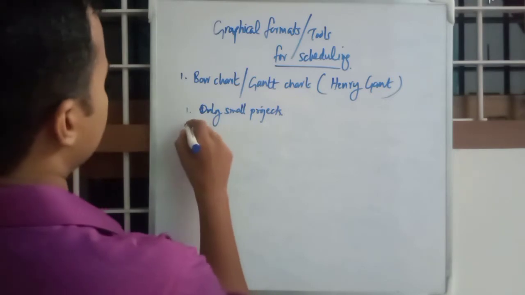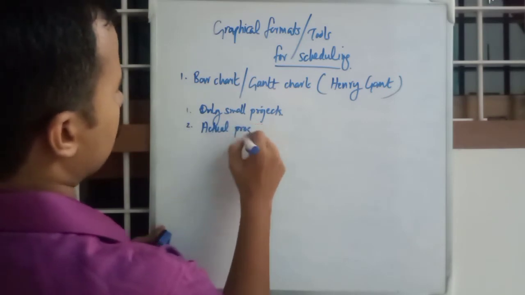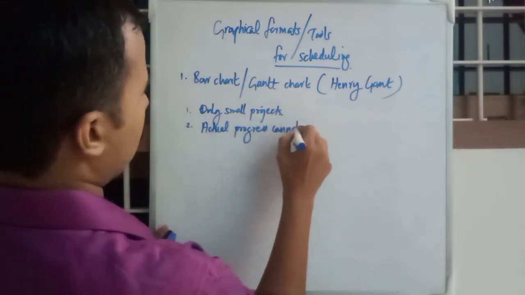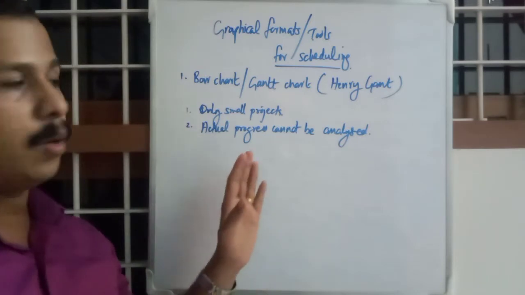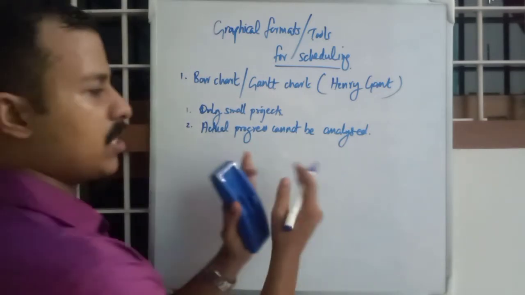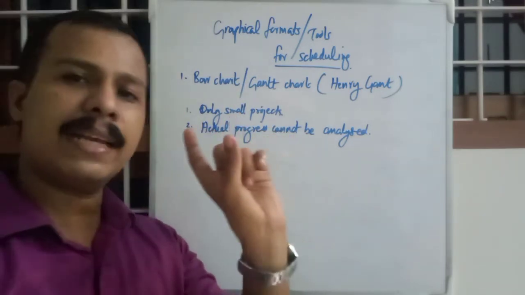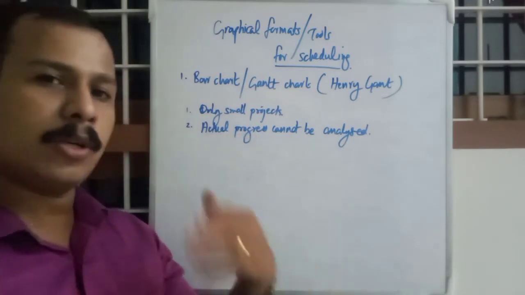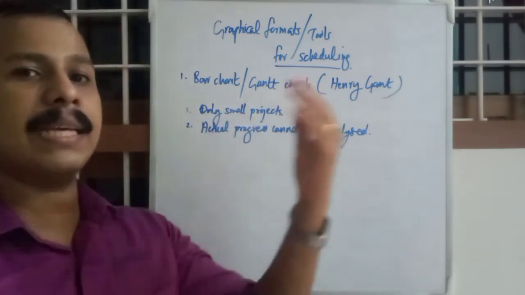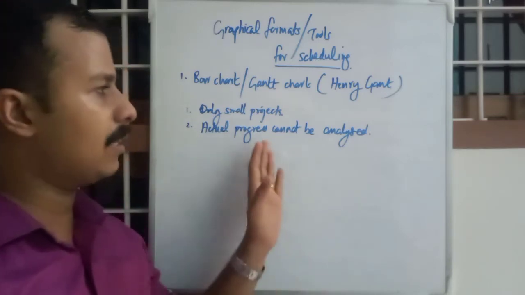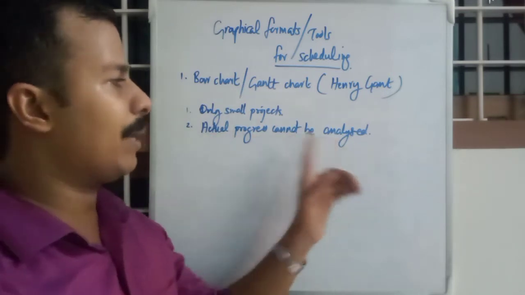And second, actual progress cannot be analyzed. The actual progress of each activity cannot be analyzed, just the planned duration of each activity. You can see this foundation will take 2 weeks, but what will be the actual duration in construction? Maybe it will take less than 1 week, maybe more than 3 weeks. We don't know that, and we cannot expect that from a Gantt chart. So actual progress cannot be analyzed using a Gantt chart.